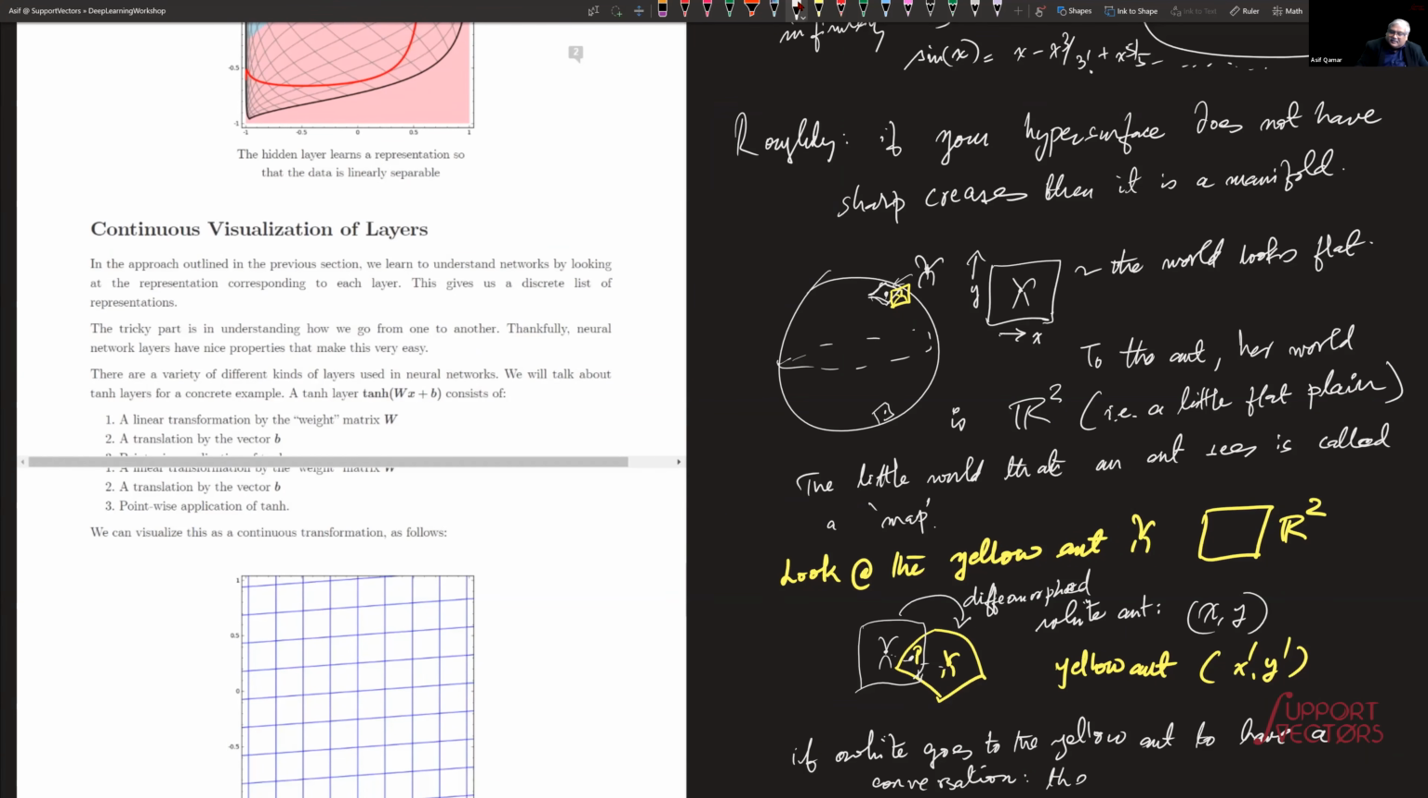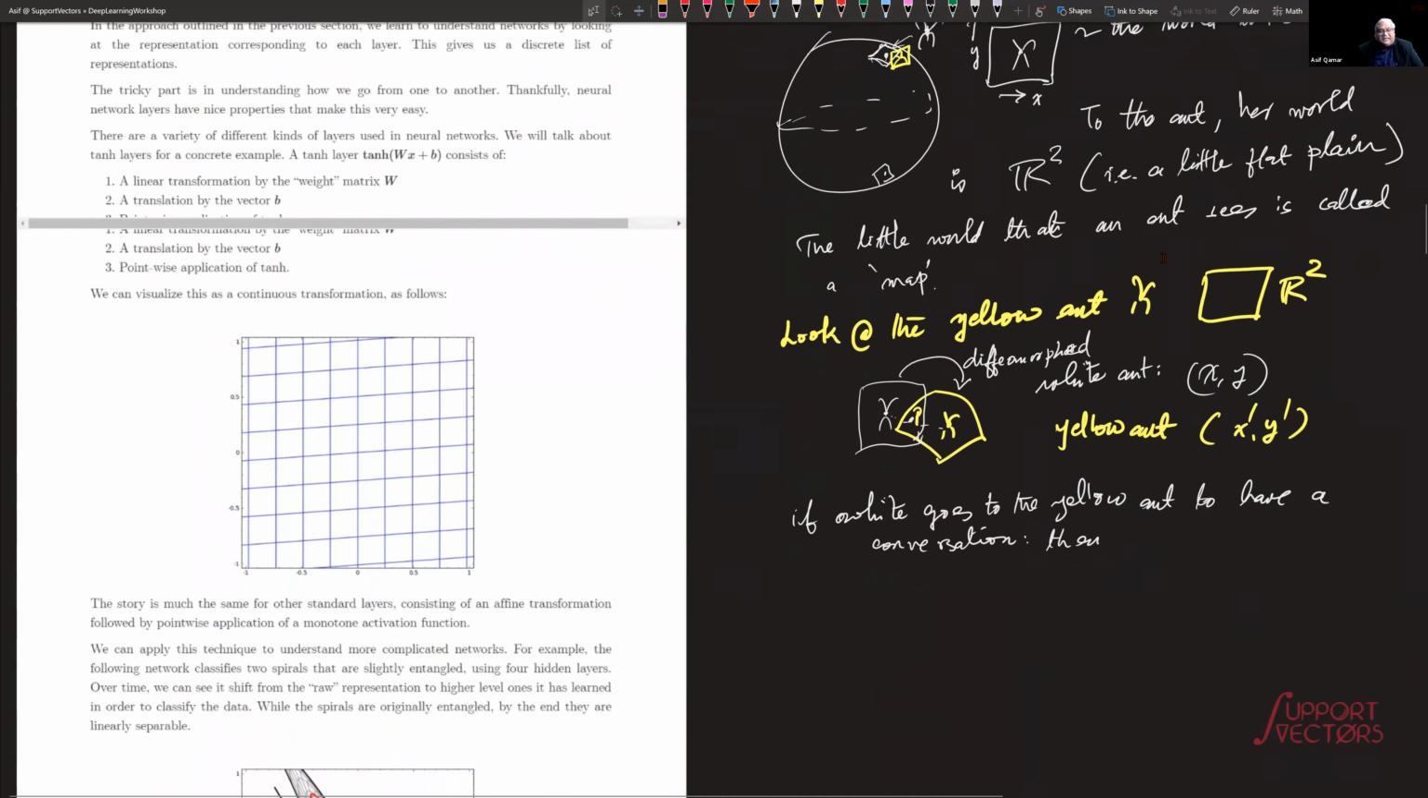Then the world of the white ant will become the same as the world of the yellow ant. Would you agree, guys? So if the white ant goes and meets the yellow ant, it is at the location of the yellow ant. What has happened to the white ant's map? It is identical to the yellow ant's map. Would you agree?